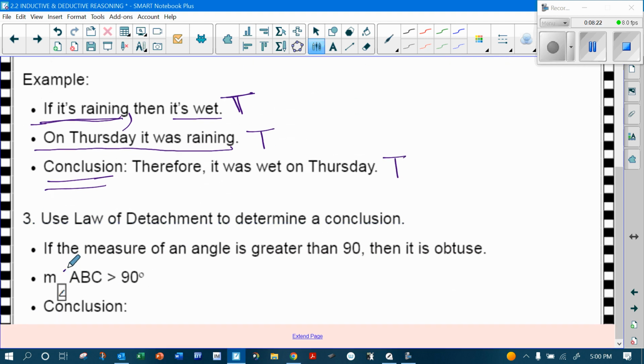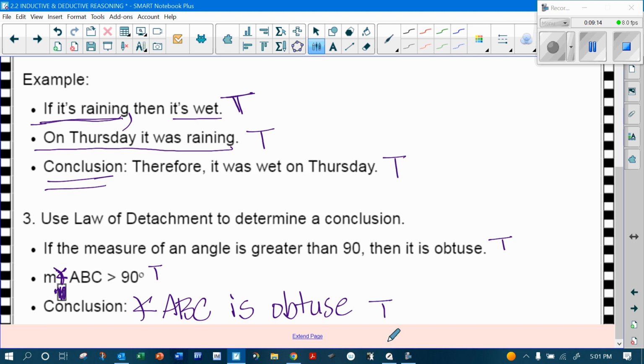And just go ahead and move this little angle symbol up here. I don't know why it got dropped down there, but if you will please draw that right there. So we're going to determine a conclusion here. Our conditional statement says, if the measure of an angle is greater than 90, then it is obtuse. That is a true statement. So if a measure is greater than 90, we know it's an obtuse angle. I am telling you, this angle right here, it's greater than 90. What can you conclude? If this angle is greater than 90, then we know that this angle is obtuse. So we would say the conclusion is that angle ABC is obtuse. This is a true statement. That's true. Therefore, this is also true.